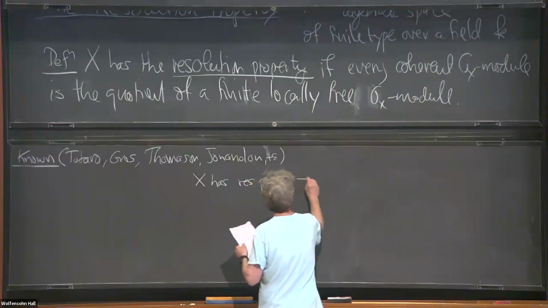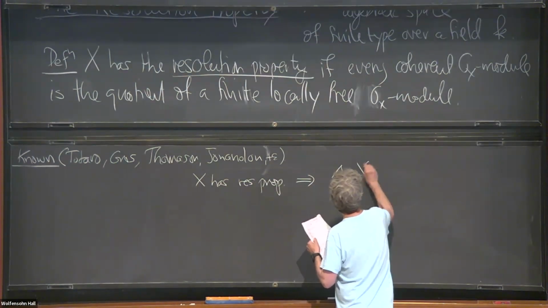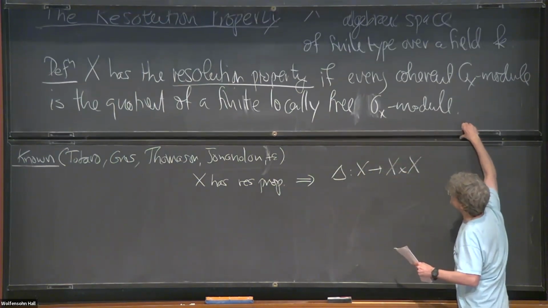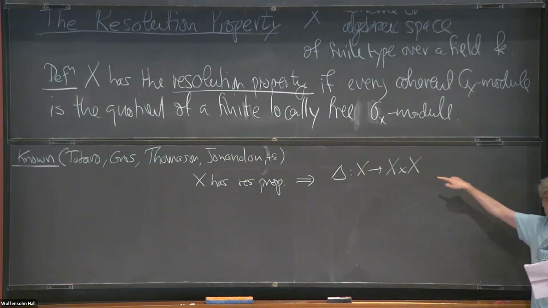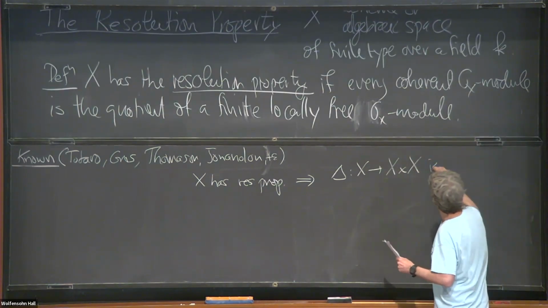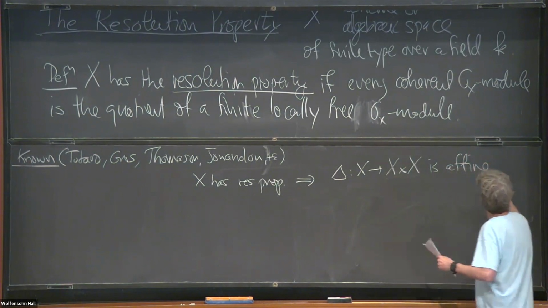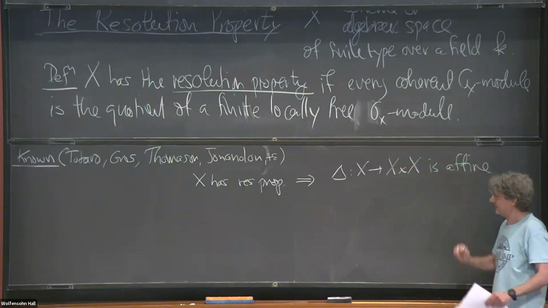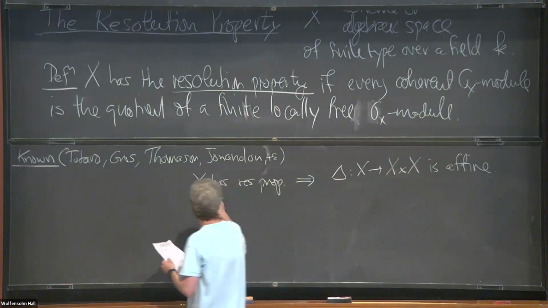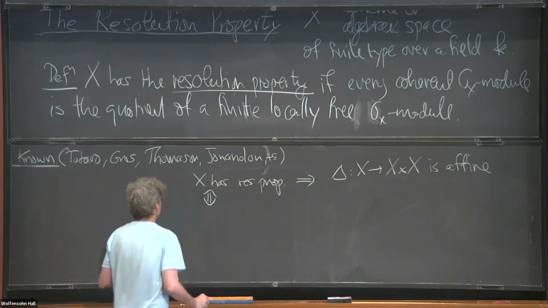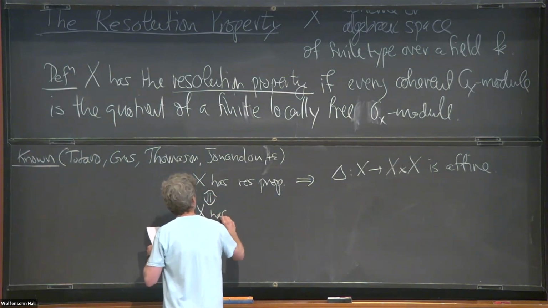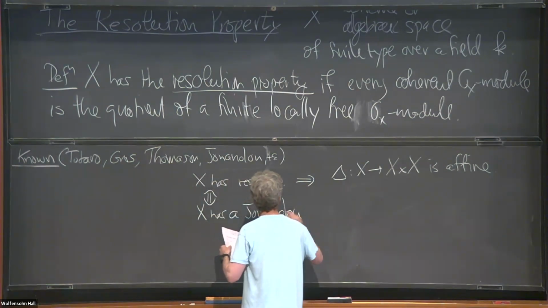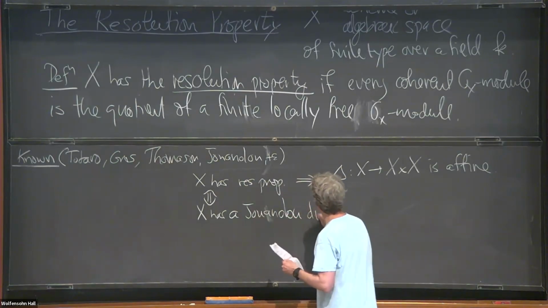This implies that the diagonal from X to the product X times X, and this product will be over the ground field, is affine. And I think some people call this X is semi-separated, but I'll just say it this way. And then this is equivalent with X has a Jouanolou device.